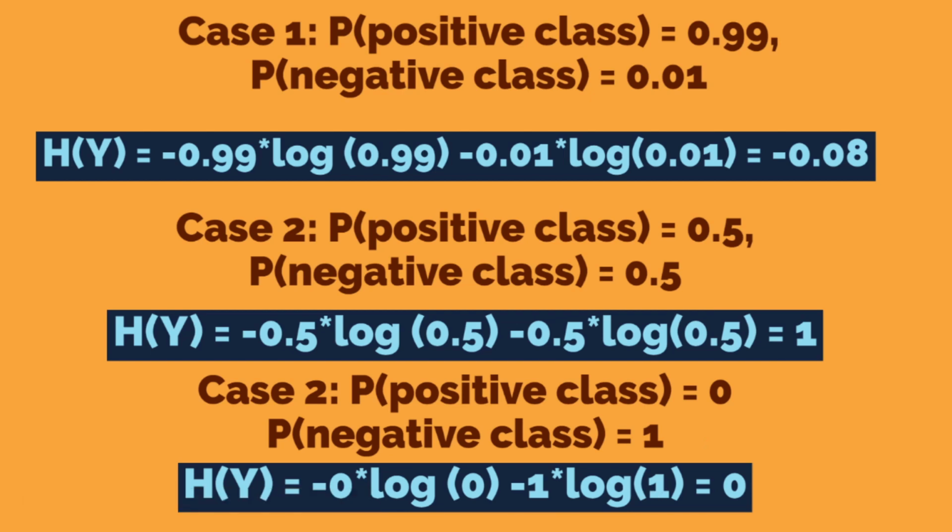So what can we conclude from these three cases? From case 2 you can see that if both the classes have equal probabilities, meaning that 50% of the points in the dataset belong to the positive class and the rest 50% belong to the negative class, that is, both classes have an equal share of points in our dataset, then the entropy comes out to be maximum, which is 1. But from case 3, you can see that if one of the classes has all the points of the dataset, that is, one of the classes is dominant, then the entropy comes out to be minimum, which is 0.